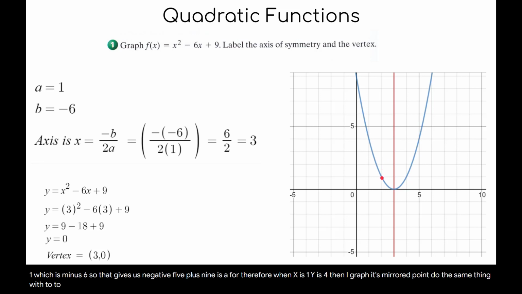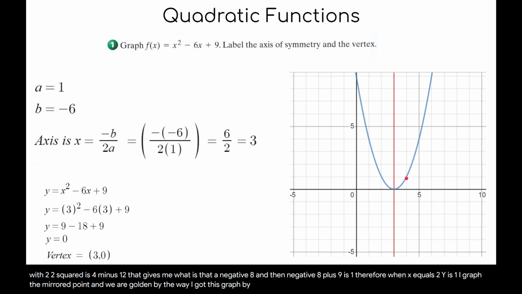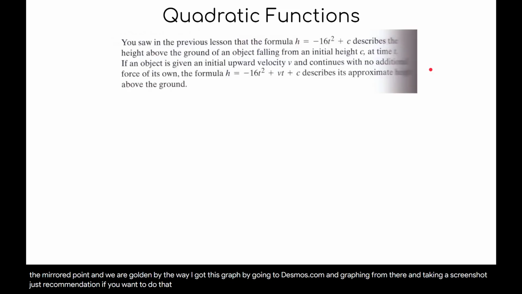2 squared is 4, minus 12, that gives me, what is that, negative 8, and then negative 8 plus 9 is 1. Therefore, when x equals 2, y is 1. I graph the mirrored point, and we are golden. By the way, I got this graph by going to desmos.com and graphing from there and taking a screenshot. Just a recommendation if you want to do that.